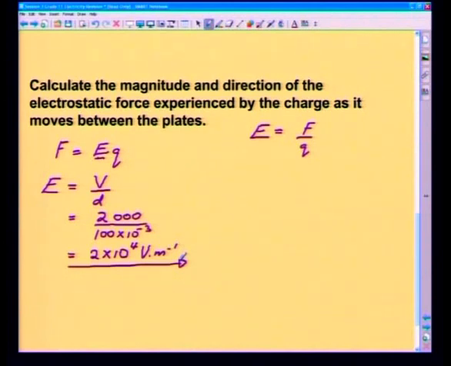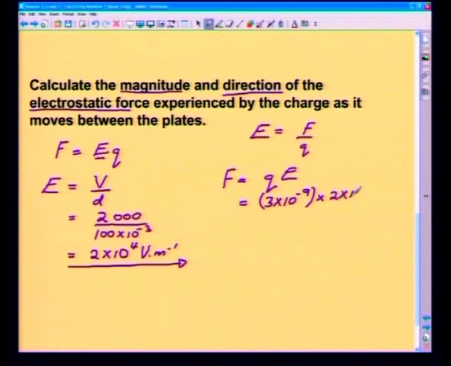Then the question is not telling us to calculate the electric field strength, but it wants us to calculate the force, and the direction of the force as well. So F is equal to QE from that formula there. 3 nanocoulombs. Nanocoulombs is 10 to the power -9, converting it into coulombs, times the electric field strength, 2 times 10 to the power 4. Okay, so that is what we have. And what is the answer?